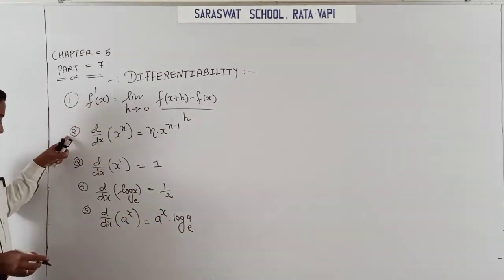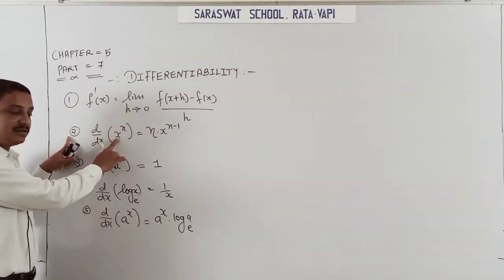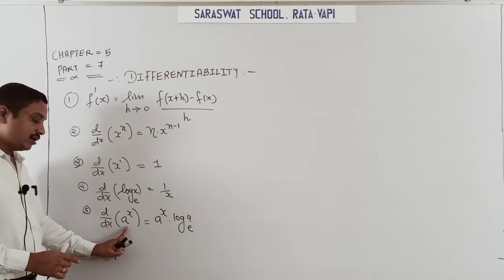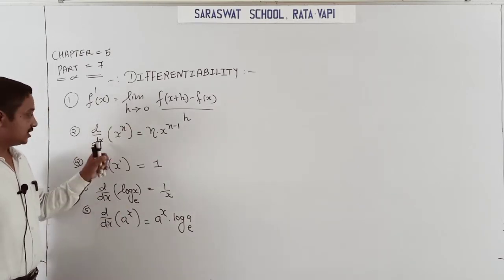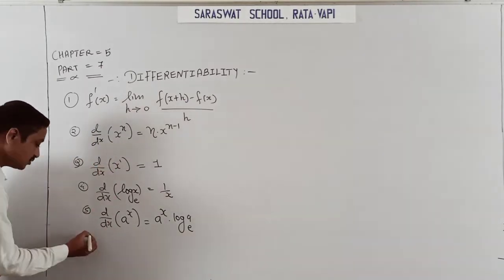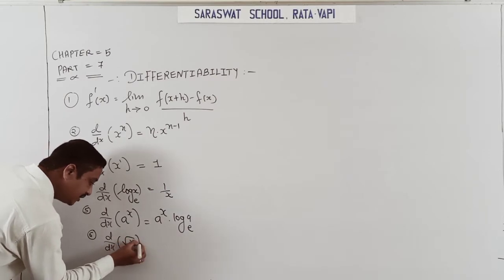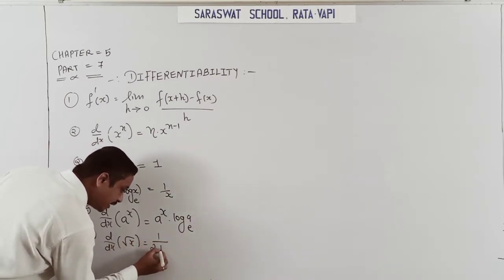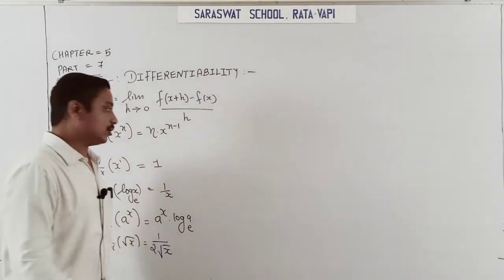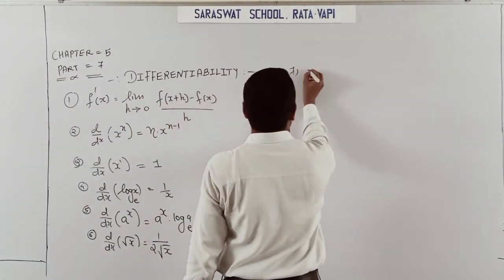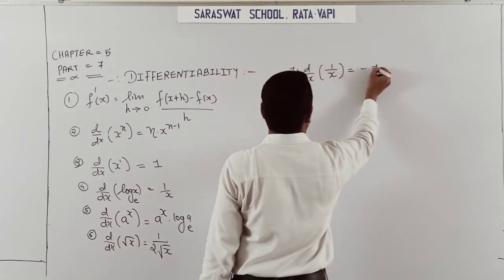Students, the difference between the second and fifth: in the second the base is variable and the power is constant. Here the base is constant and the power is variable. So these are two different parts. Continue, sixth one, d/dx of root x. The derivative is 1 by 2 root x. Yes, these are the six properties related to power. Next, 7, d/dx of 1 by x, which is minus 1 by x square.